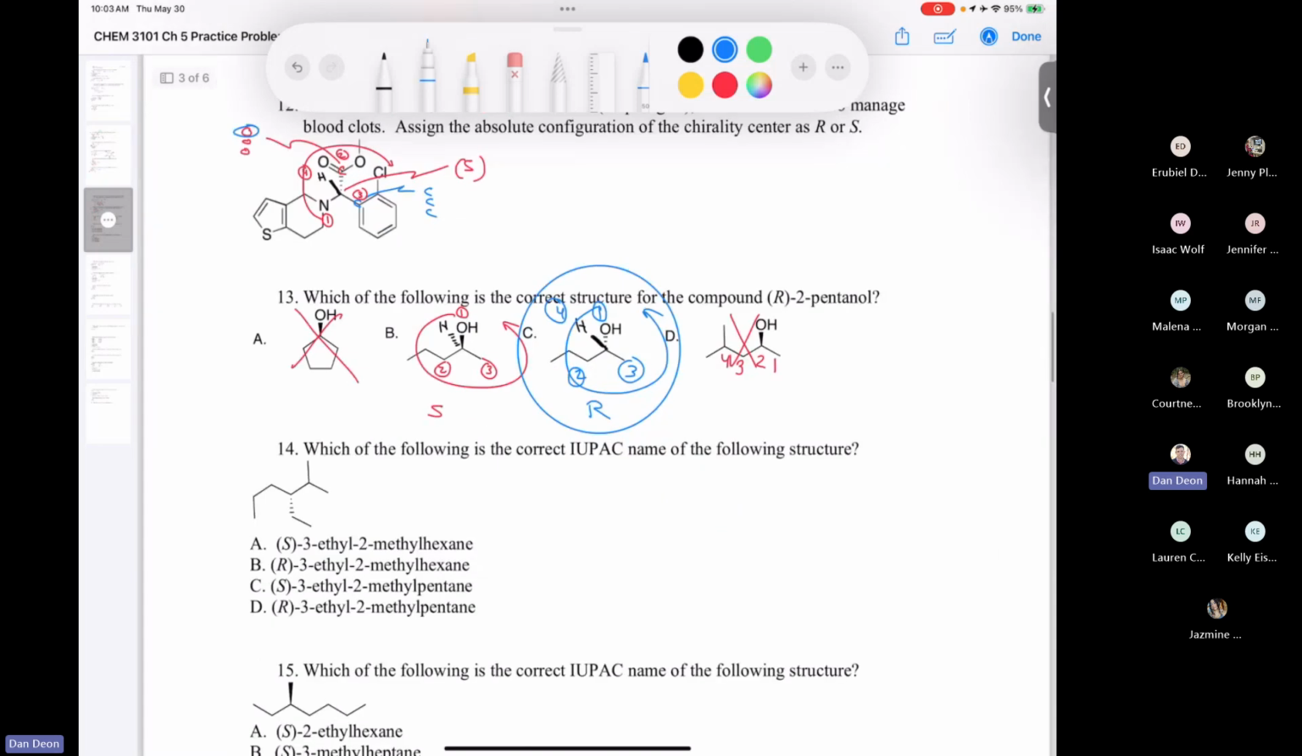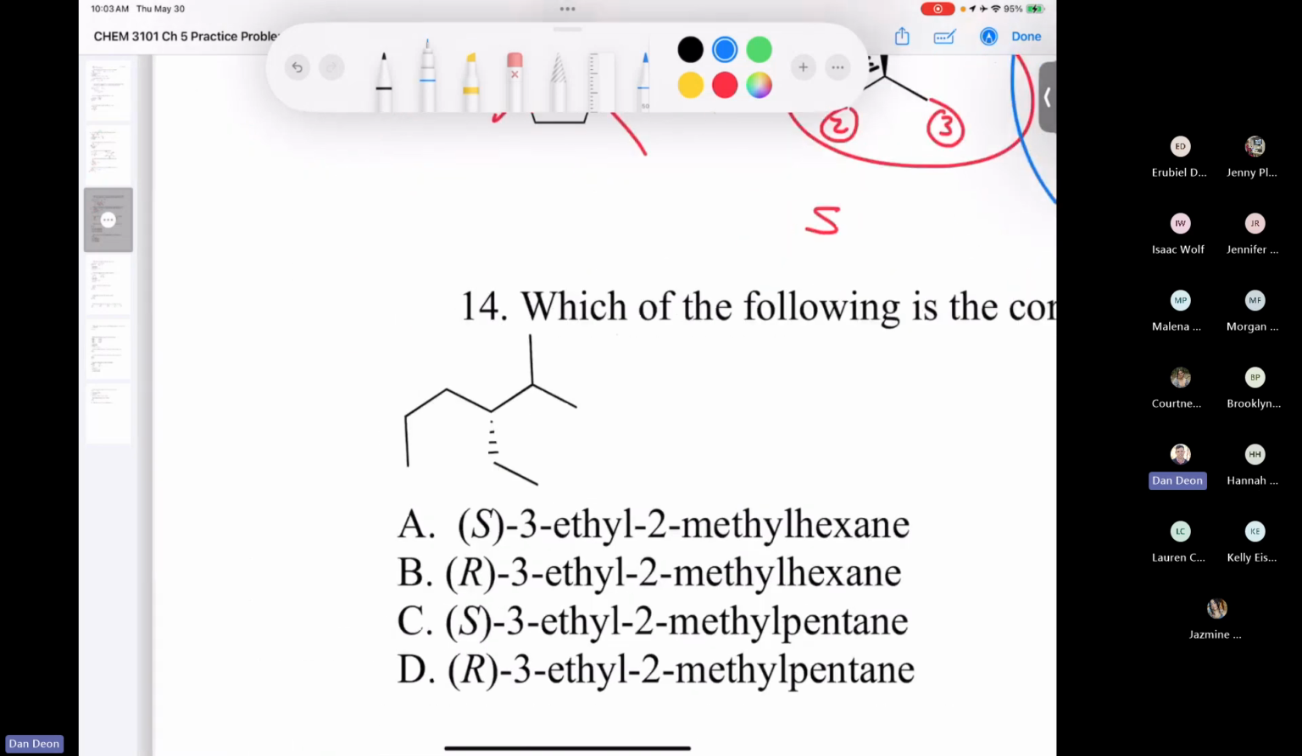The next one says, give a correct IUPAC name for this compound. So the first thing you have to do is find the longest carbon chain, which has a total of 1, 2, 3, 4, 5, 6 carbons. We have a methyl at carbon 2, an ethyl at carbon 3. So it's 3-ethyl-2-methylhexane. And so we can cross off these two.